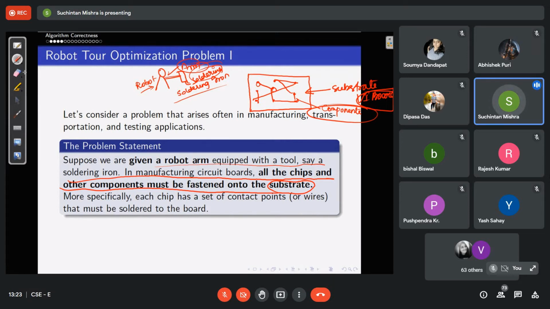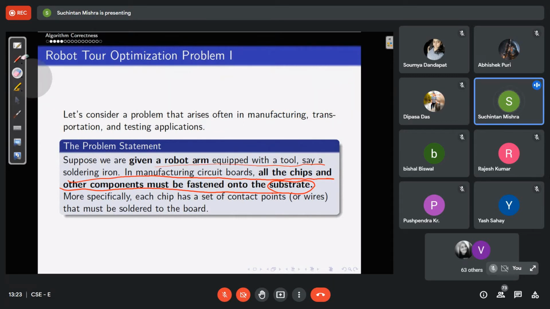So now our problem statement says that this circuit has to be made by this robot. Suppose this is the robotic arm with the soldering iron, and the iron must now move to this position. It will solder it here. Then it will move here, and these 2 points will be soldered. Next, the soldering iron will come here and solder something here. It will go here, come here, again go here, and come here.